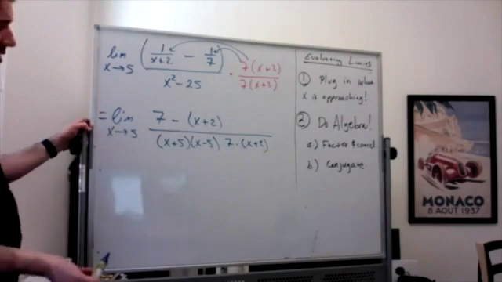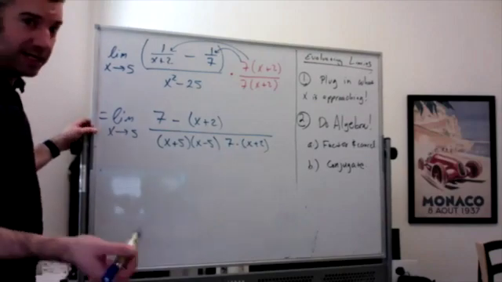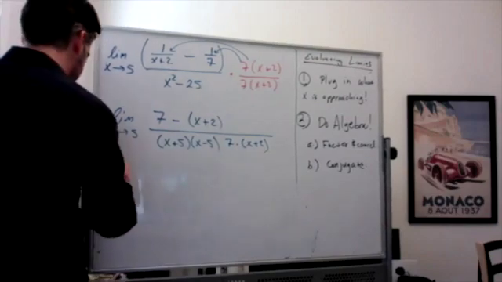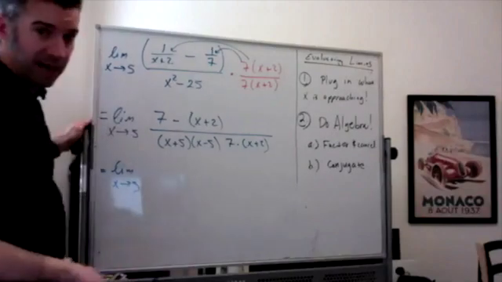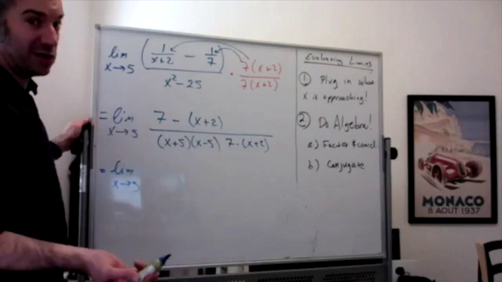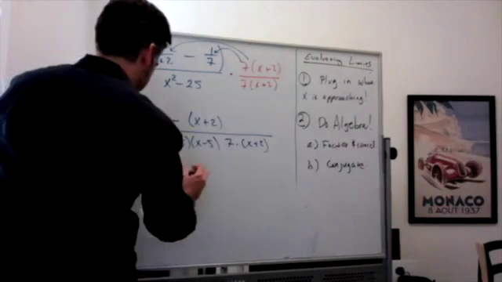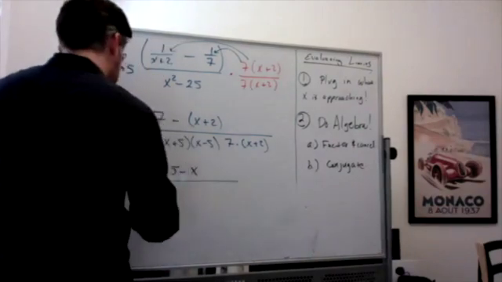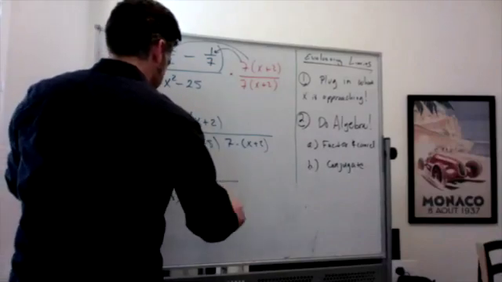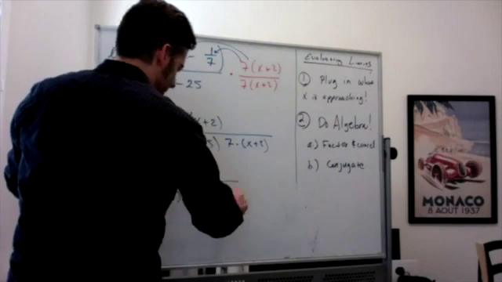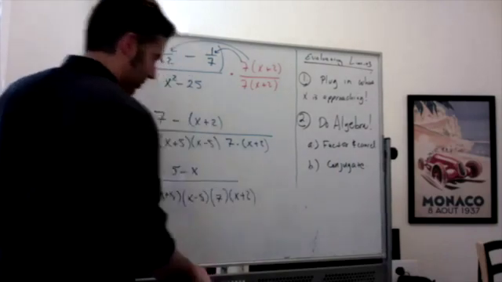And now the numerator is looking like 7 minus x minus 2. So this is the limit as x approaches 5 of 7 minus x minus 2. 7 minus 2 is 5. So I'm getting 5 minus x over x plus 5 times x minus 5 times 7 times x plus 2. I didn't really mean to put parentheses around 7, but I wrote them under there.